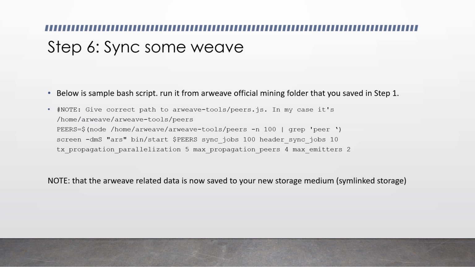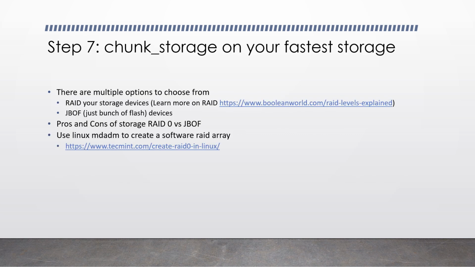Okay, let's move on to the next step, which is step 7, how to set up the chunk storage configuration. Recall that in the previous step, you made a symbolic link to a hard drive to save your weave data, and this is what you are mainly syncing from the peers, or to put it better, these are the largest files that you are syncing. Now what we would want to do is spread out this chunk storage data into your storage setup. Now there are multiple options to choose from.